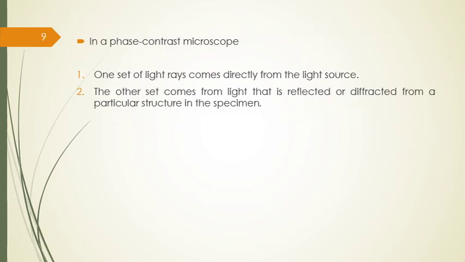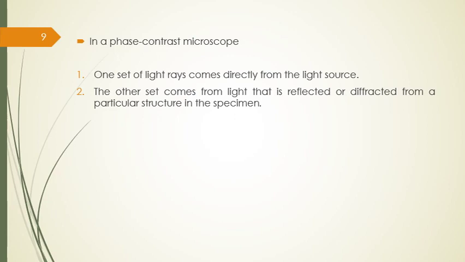So in phase contrast microscopy, we have two fundamental parameters. One set of light rays comes directly from the light source, and the other set comes from the light that is reflected or diffracted from the particular structure in the specimen.